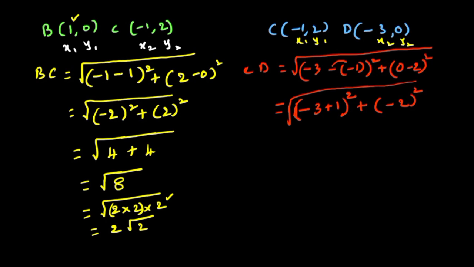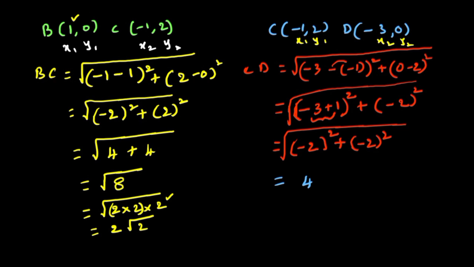Now we can observe here this -3 plus 1 is equal to -2. We should subtract the small number from the big number, and the big number has a minus symbol, so it is -2 whole square plus this one also -2 whole square. So (-2) whole square is 4, again (-2) whole square is +4, 4 plus 4 is equal to root 8. So root 8 we can write here like this, the answer is 2 root 2. This is the length of CD. So finally here AB, BC, CD, these three are equal. The next thing we should check is AD.